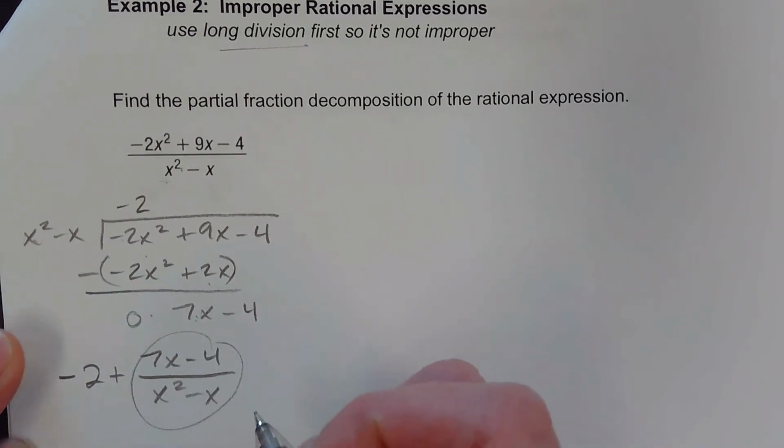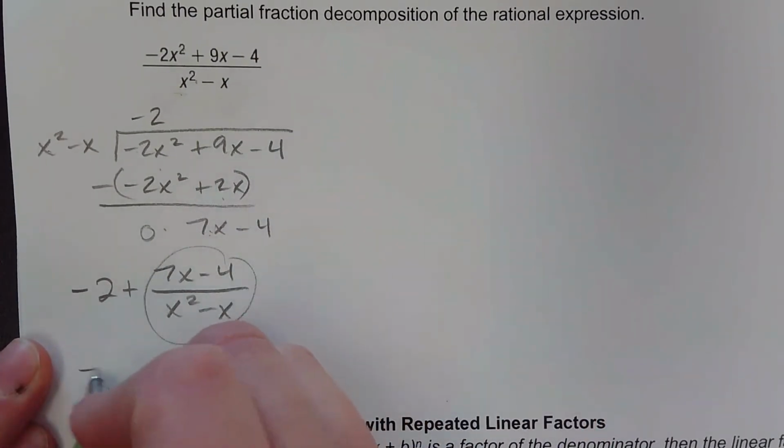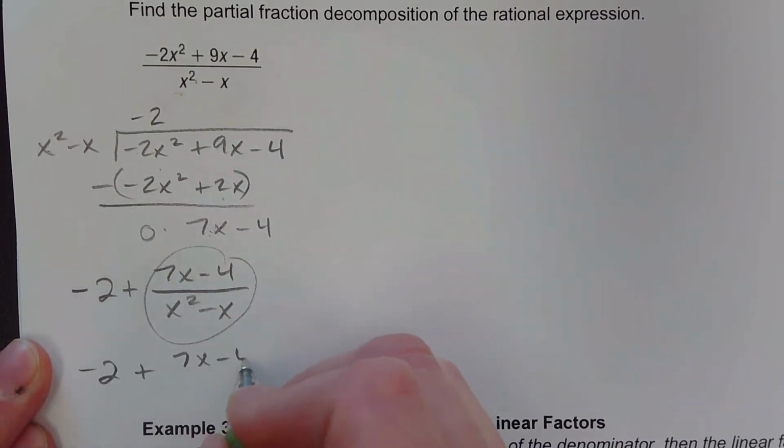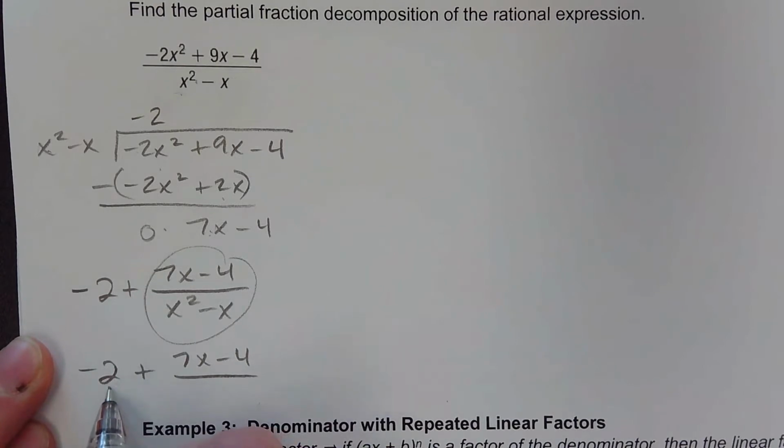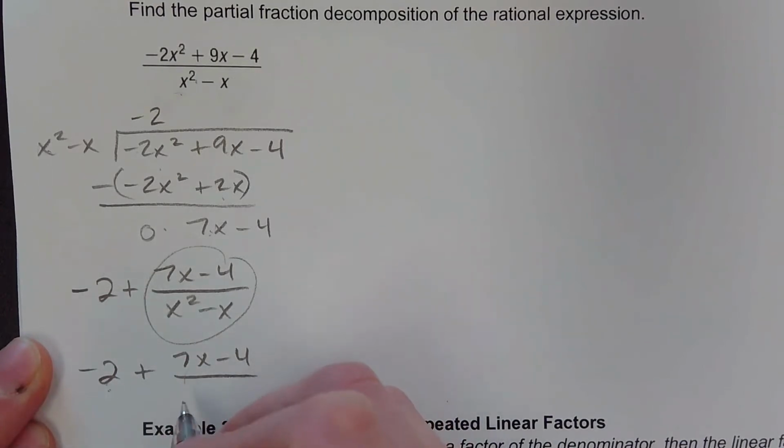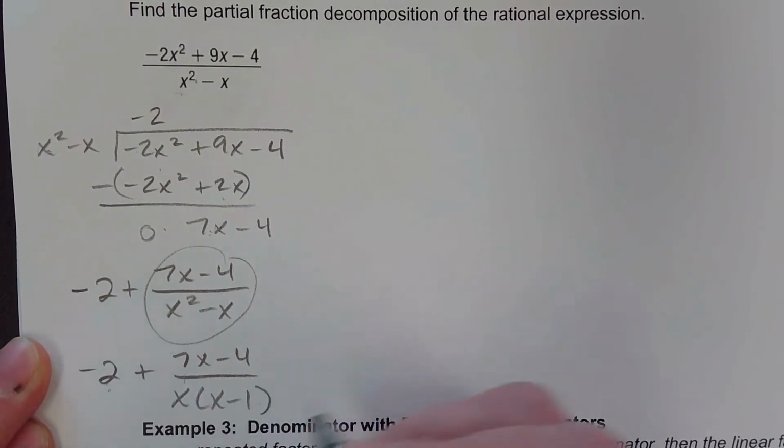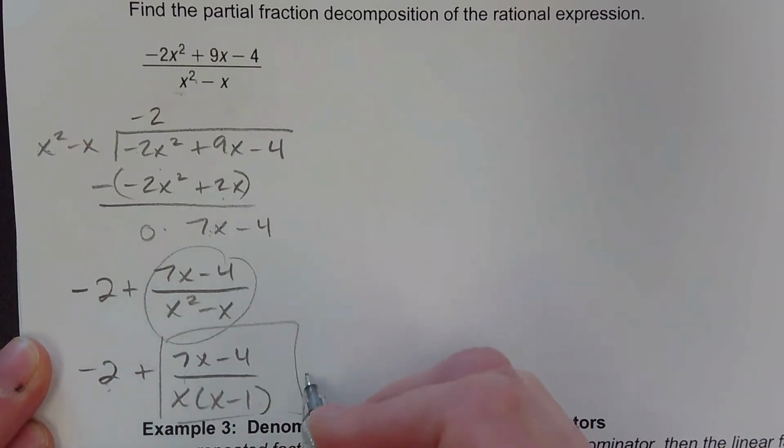And this is actually the part that I want to break apart. So I am going to go ahead and factor that denominator. So because the negative 2 is already done, I already have that plus my fraction, I'm going to just kind of ignore that for now, and I'm going to work on this part. So I'm going to break this apart.